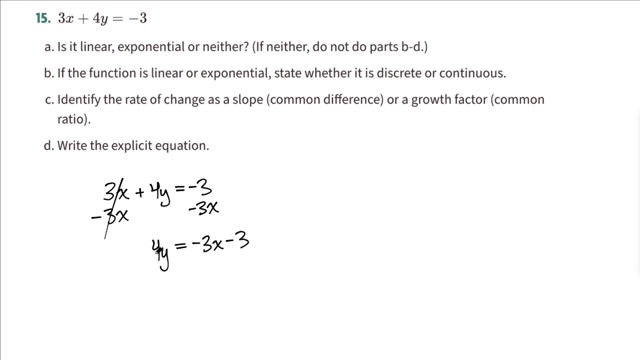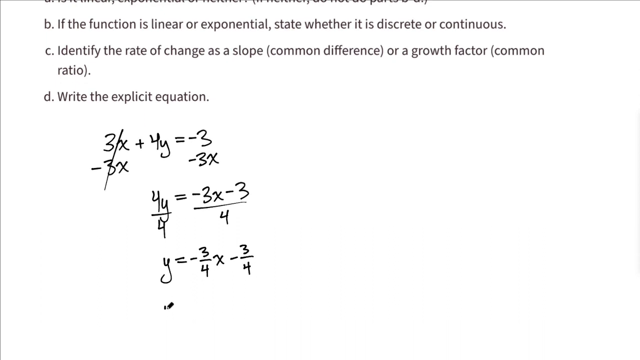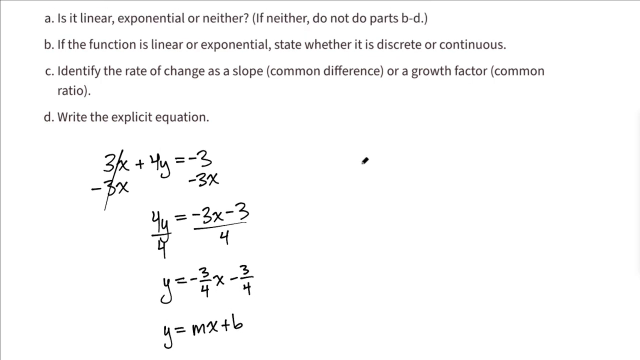And then we have that 4 in front of the y, so we're going to divide both sides by 4. And so we end up with y equals negative 3/4 times x, and then minus 3/4 again. Now this looks like the equation y equals mx plus b. Okay, this is the equation of a line. So we know then that this is linear.